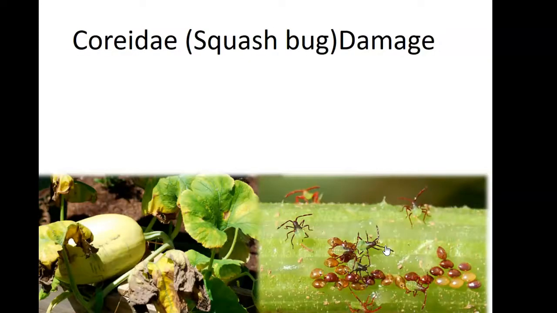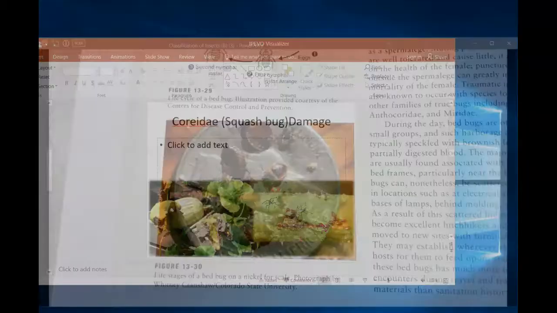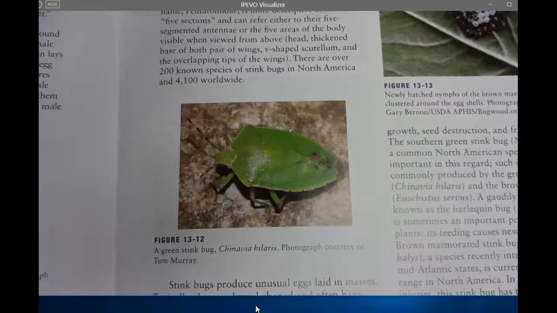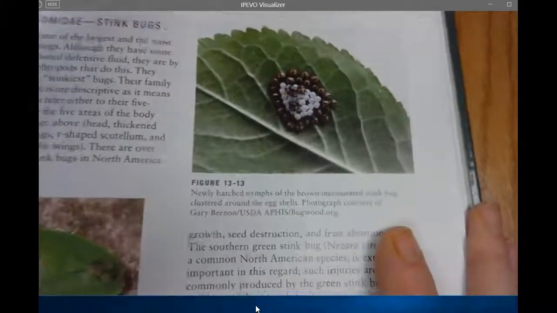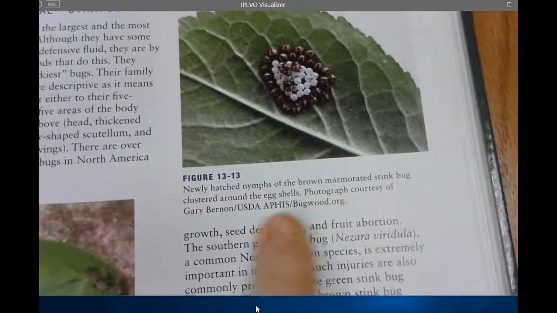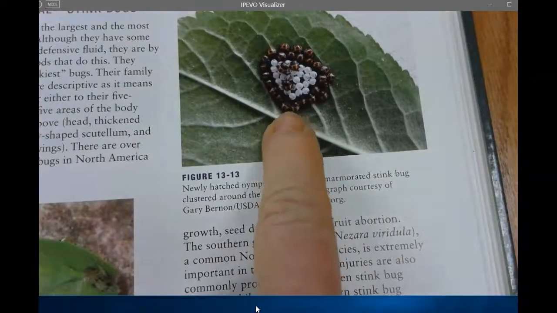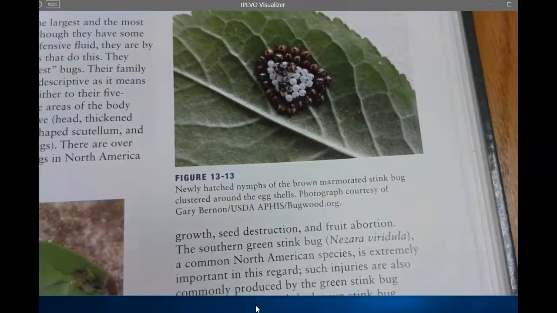Okay. Also with this, and I'll get out of here, that wasn't what I wanted to do. We will go back, but that's okay. In that same family, we have the stink bugs. Here's a green stink bug. One of the ones that's been brought into the United States would be the marmorated stink bug. And here are some very immature stink bugs going around eggs here.